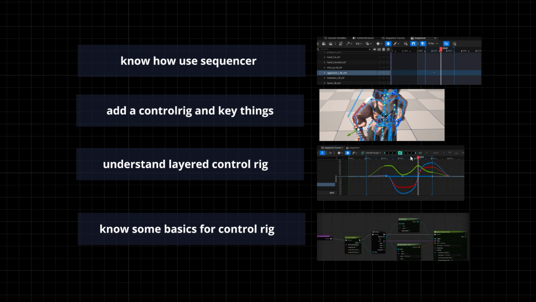So things you need to know while going through this tutorial: you will need to know how to use sequencer, you will need to know how to add a control rig and key things. You'll also need to understand how to use a layered control rig, and you'll need to know some basics to link together your own control rig if you were to make this on your own.